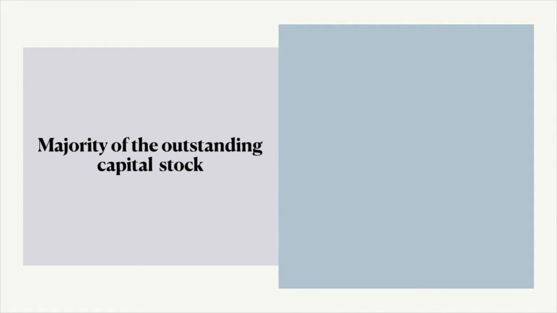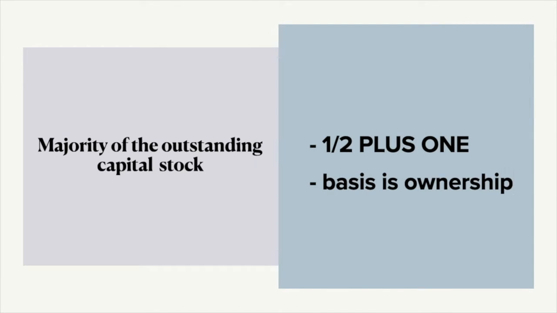What do we mean by majority? That is 1/2 plus 1. And Section 23 also tells you that the basis is ownership. In other words, you do not count the number of stockholders. Rather, you look at the ownership. What do we mean by this? Let me give you an illustration.